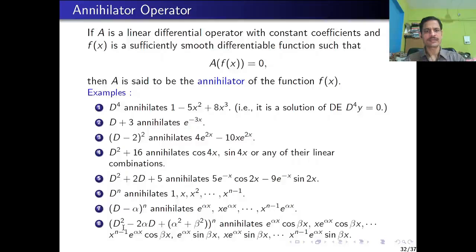And finally, (D square minus 2 alpha D plus (alpha square plus beta square)) whole raised to power n annihilates e raised to alpha x cos beta x, x e raised to alpha x cos beta x, and so on, up to x raised to n minus 1 e raised to alpha x cos beta x, and e raised to alpha x sin beta x, x e raised to alpha x sin beta x, up to x raised to n minus 1 e raised to alpha x sin beta x. You can easily see that this is the case: write down and see that this operator, when applied to any of these functions, gives the value 0. So here are several examples of annihilators.